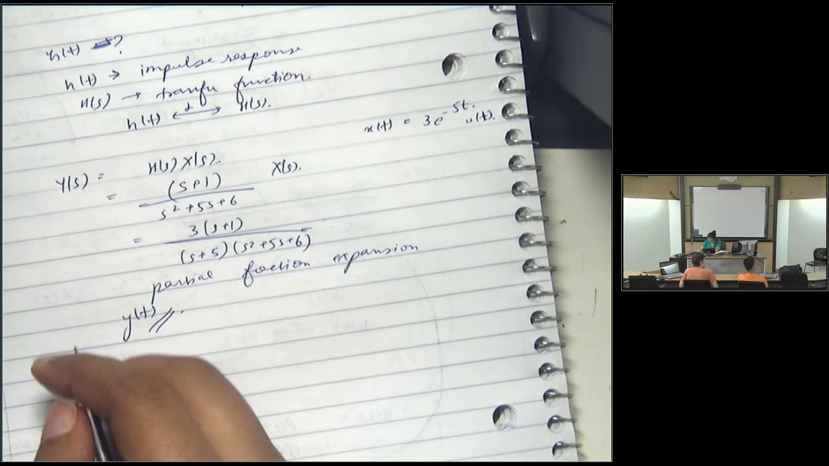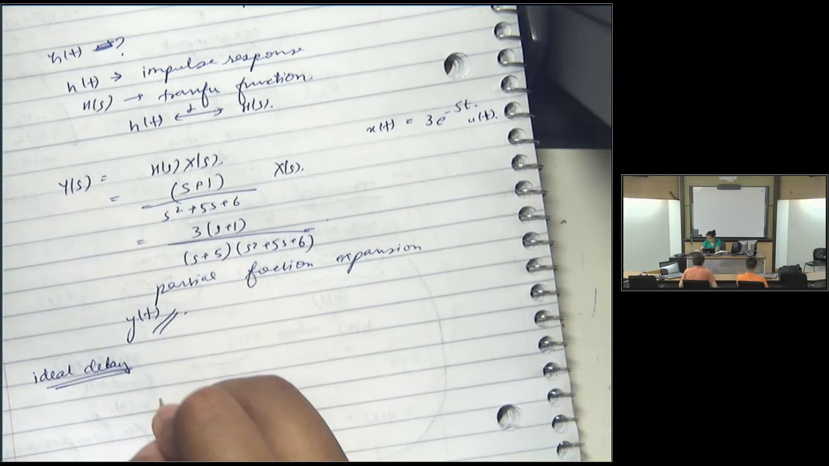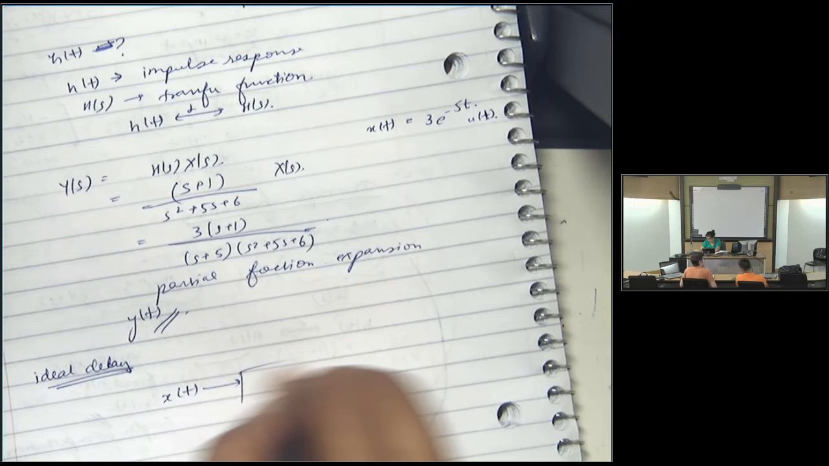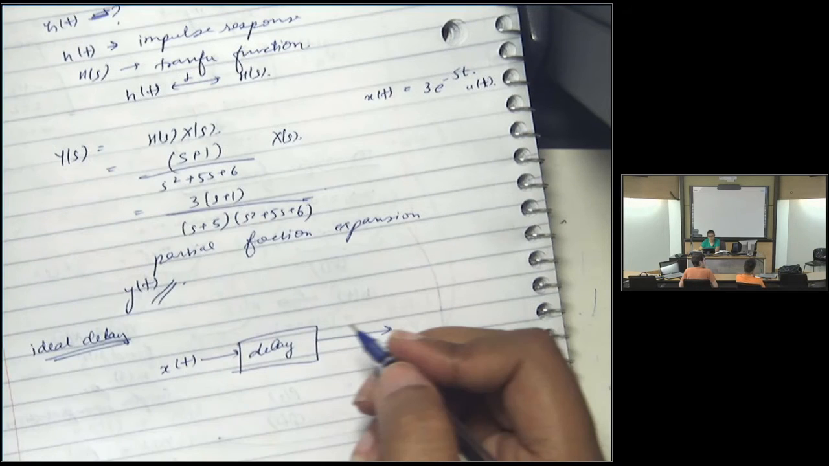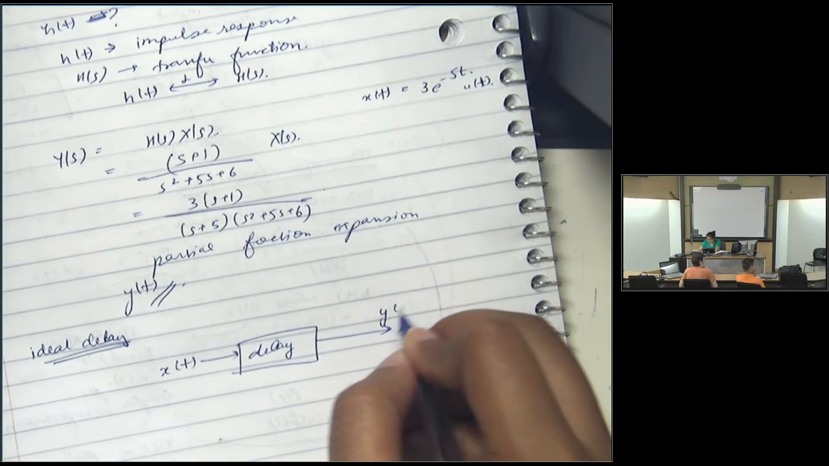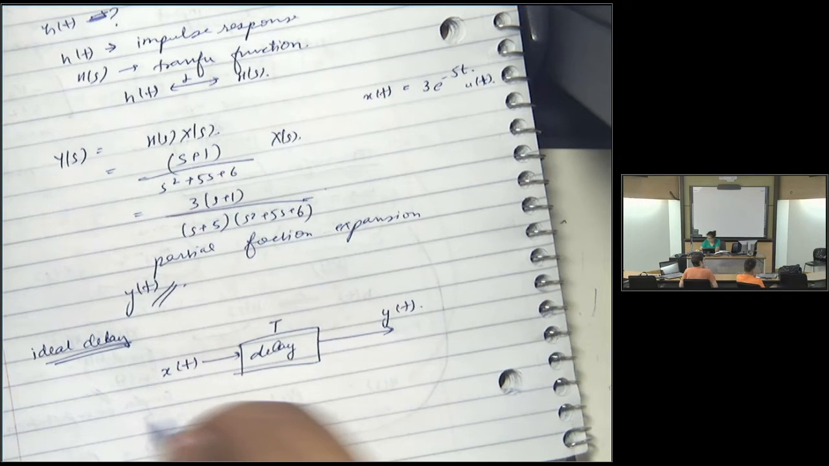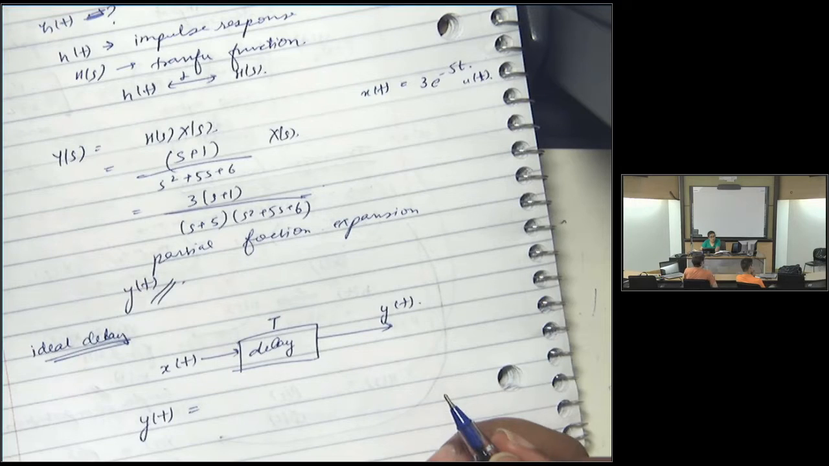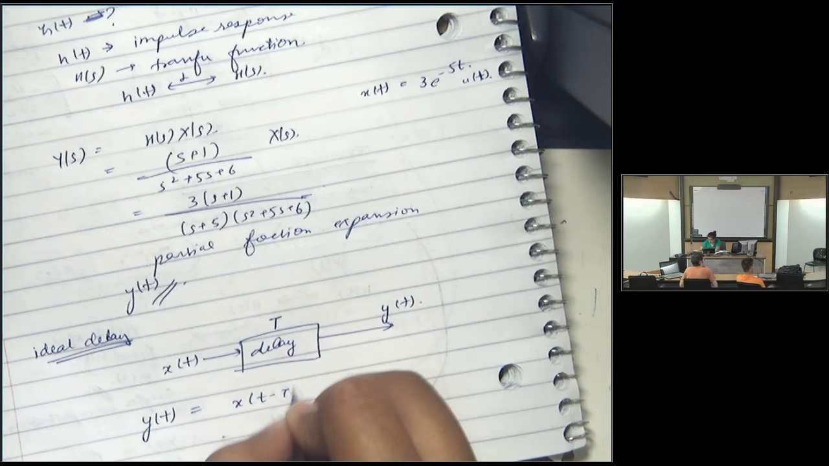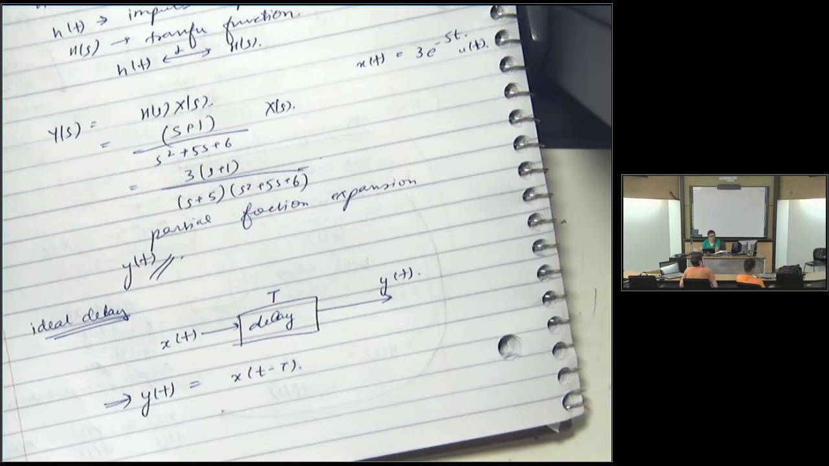Okay, so another example is if we have a system called an ideal delay. What an ideal delay does, it has an input of x of t, and this is my delay system. So delay is a time domain delay, so it's a time shift. And my output is y of t. And this applies a delay of capital T. So what will be y of t in terms of x of t? I'm delaying it. So x of t minus capital T. So this is my ideal delay. Nothing else is happening, there's just a delay.